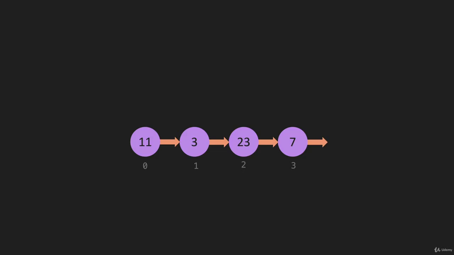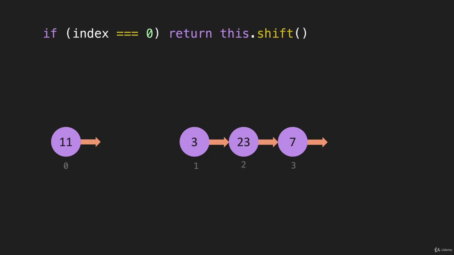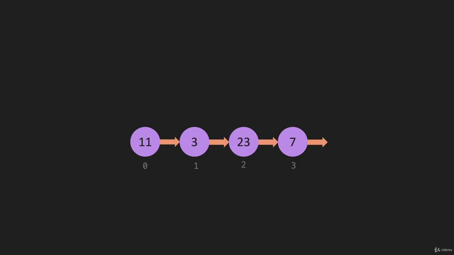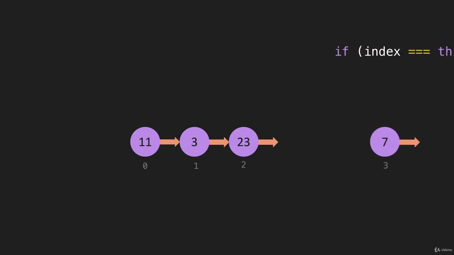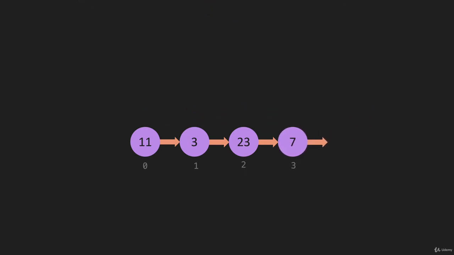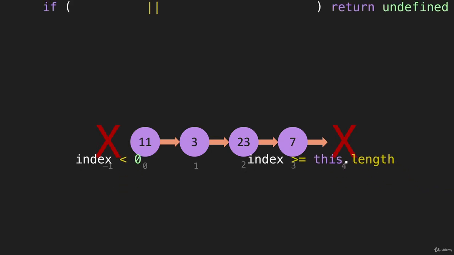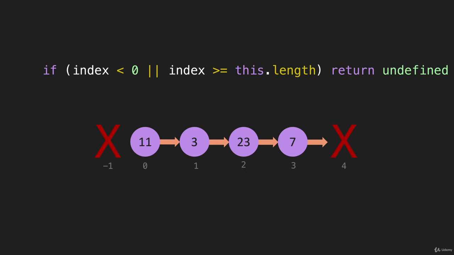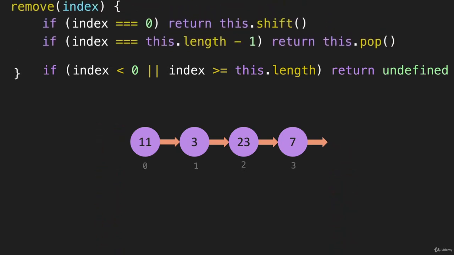So just like with a regular linked list, we saw that if we remove the first item, we could say if the index is 0, we'll just return this.shift. If we're going to return the last item, we could just say return this.pop. And then, of course, we can't have anything that is not a valid index. So anything that's less than 0 and anything that is greater than or equal to this.length, like that, we return undefined. So let's look at all of these so far.